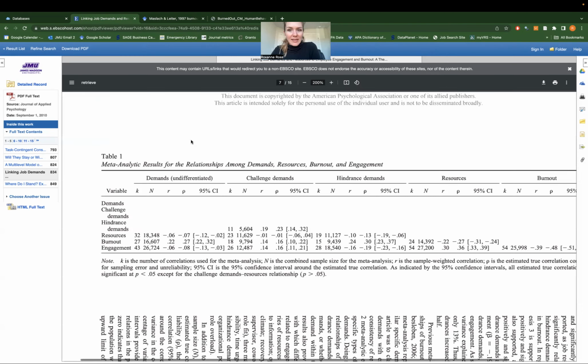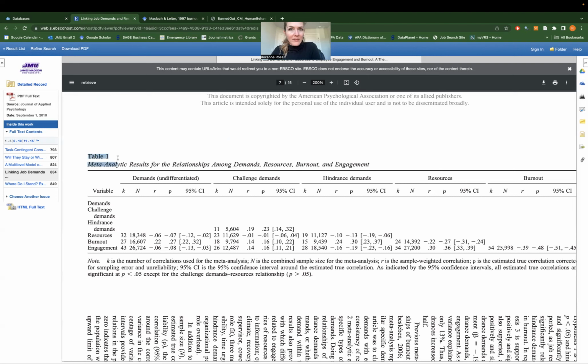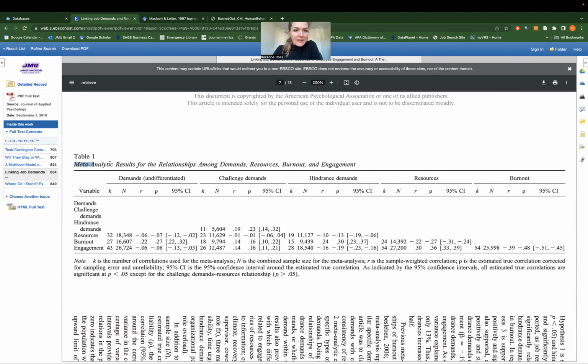Usually in a meta-analysis, there's a table 1 that tells you the effect size between the variables of interest in the meta-analysis. It might not literally be table 1, but it might be table 2. It almost always is table 1, but every once in a while it's not. The point about how you would identify it is it's your meta-analytic results. And here we're seeing these aggregated correlations, basically, from all of the individual studies that were included in this meta-analysis.